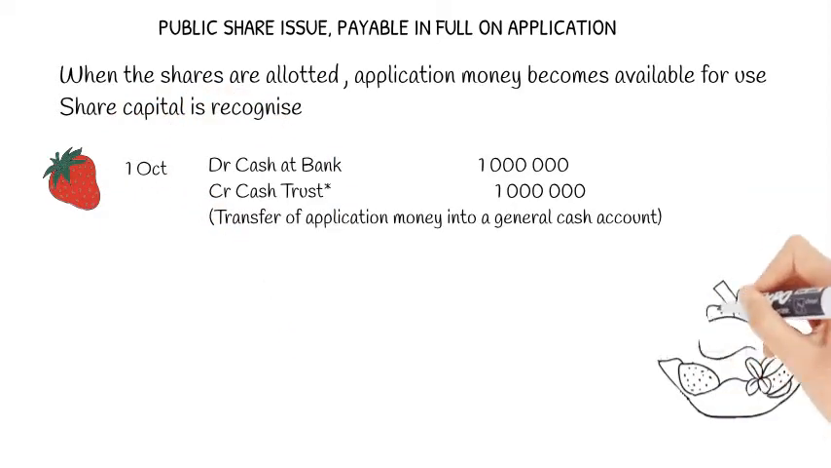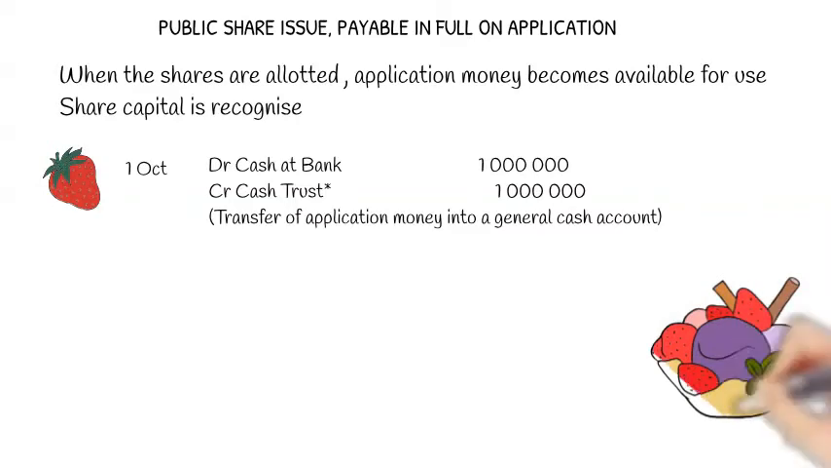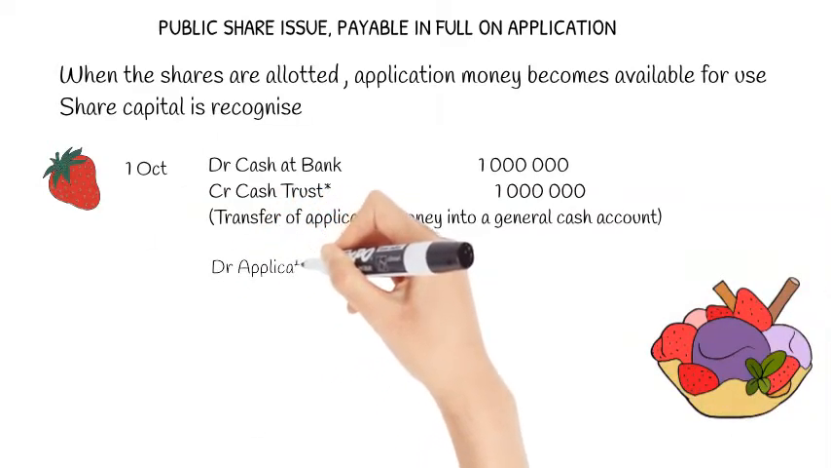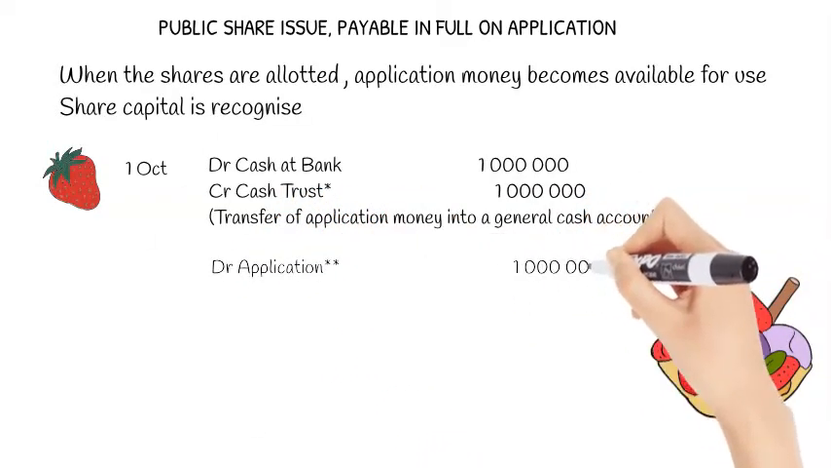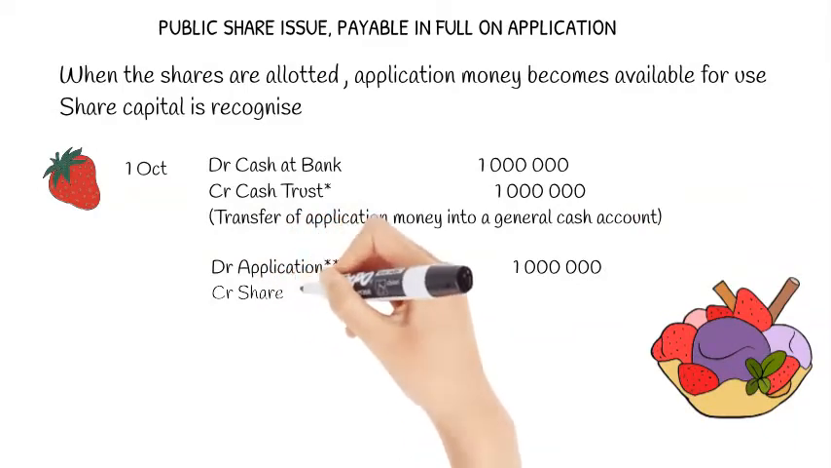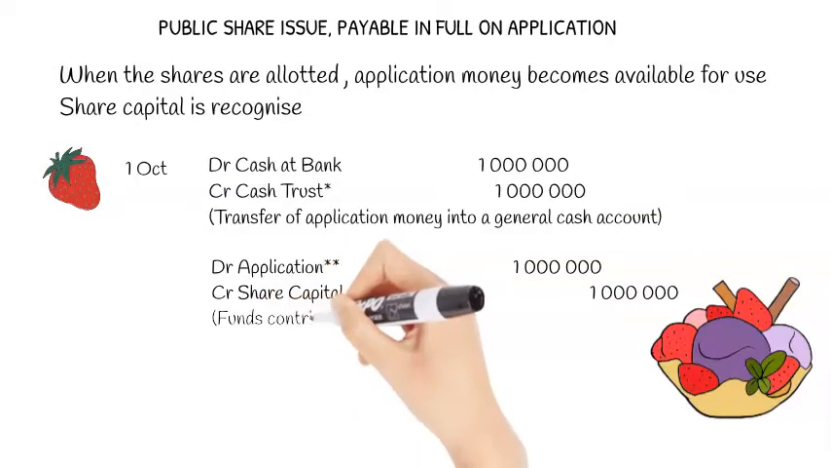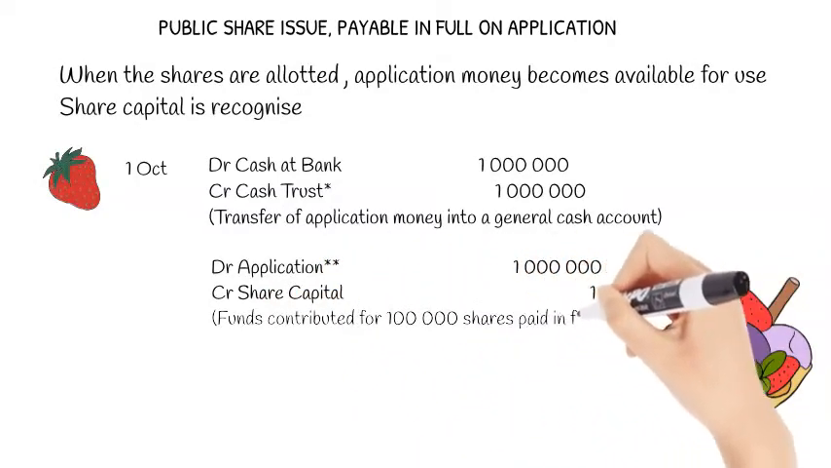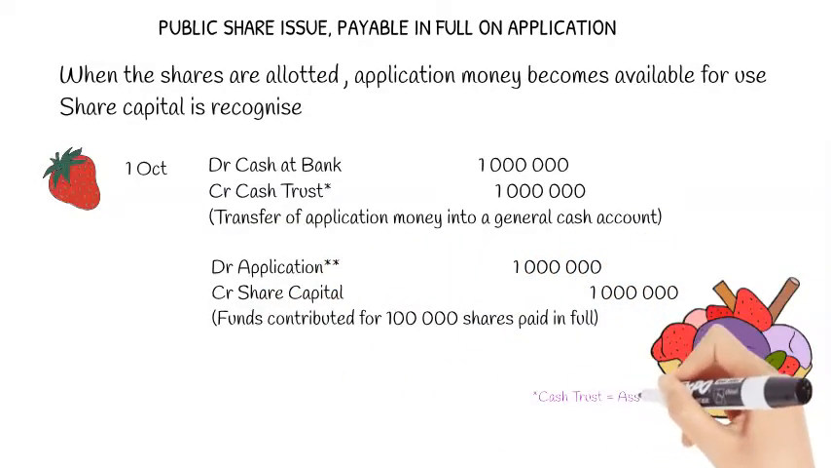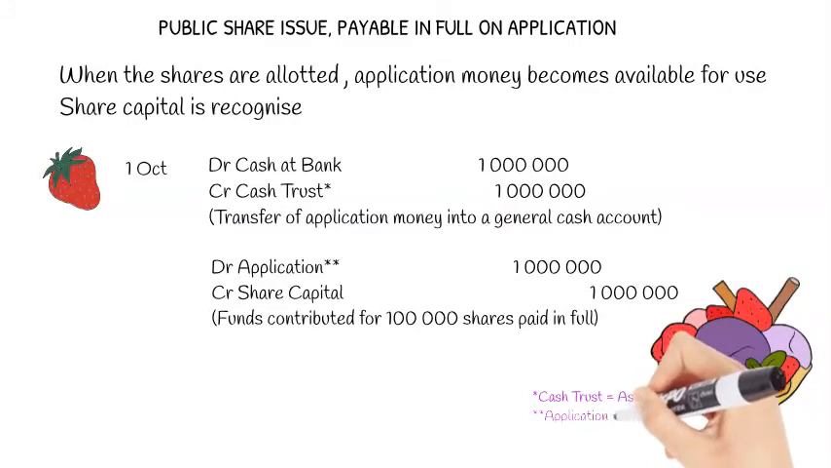Since we have issued the shareholders with the shares, we need to show a reduction in liability by debiting the application account. So we debit application account and credit share capital to recognize the share capital. Remember, cash trust is an asset account, application is a liability account.